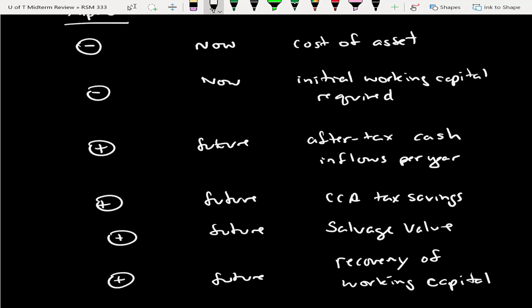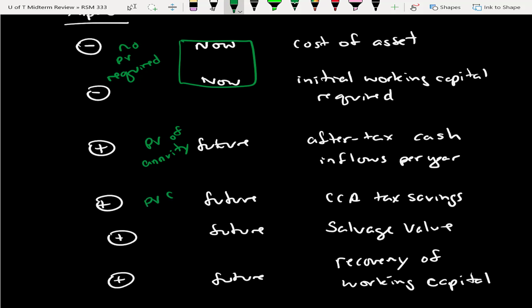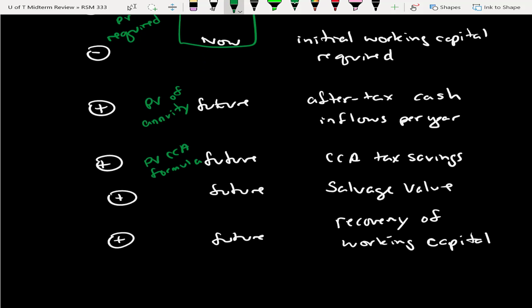So how do we present value all of these? So these are already, there's no PV required, okay, because it's in today's dollars. So you don't have to do any adjustment for this, and it's nice and simple. The present value of an after-tax cash flow is the PV of an annuity formula, so the ordinary annuity. The present value of the CCA tax savings, this is the PV of the CCA formula. That was the big formula that we just did in the previous video.